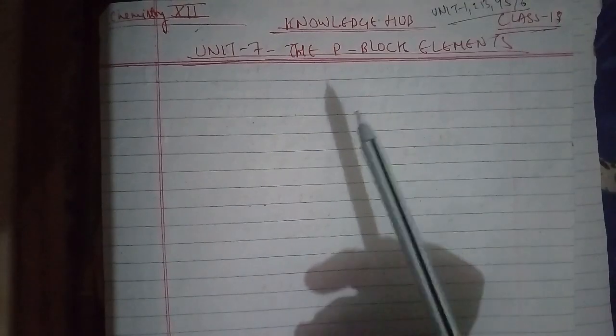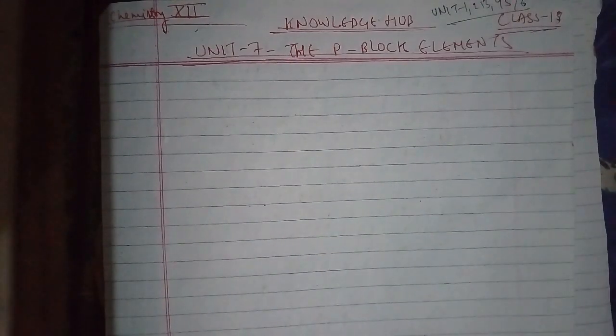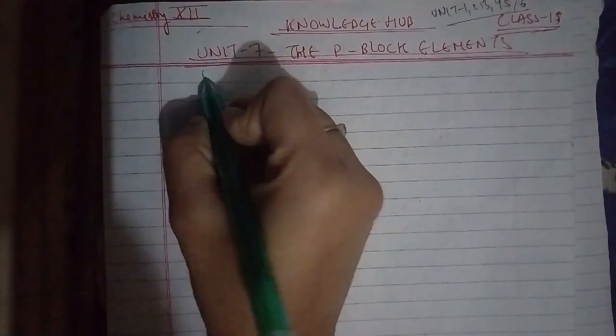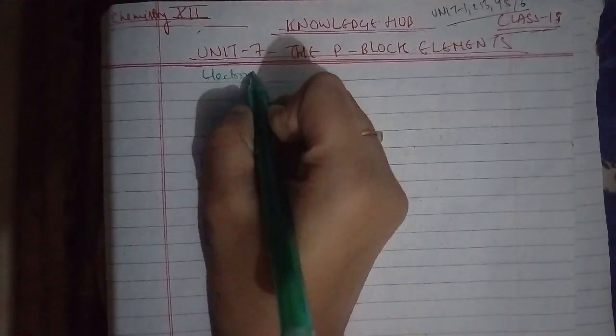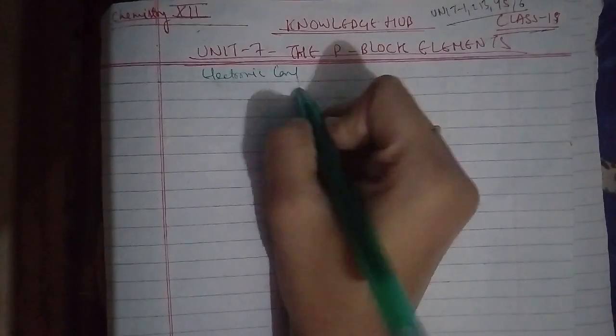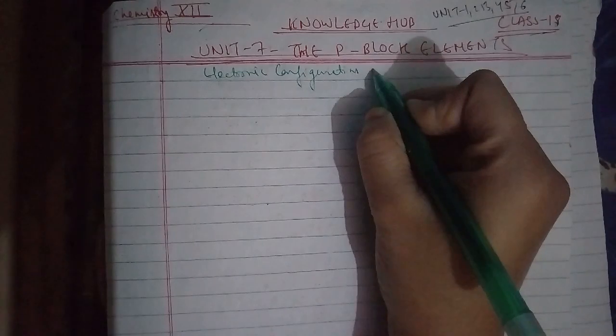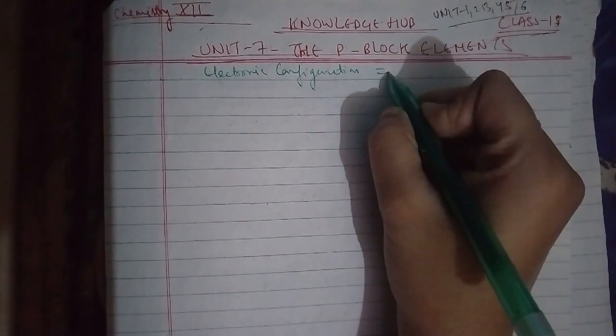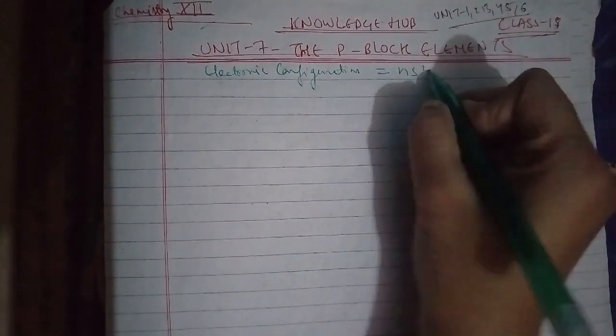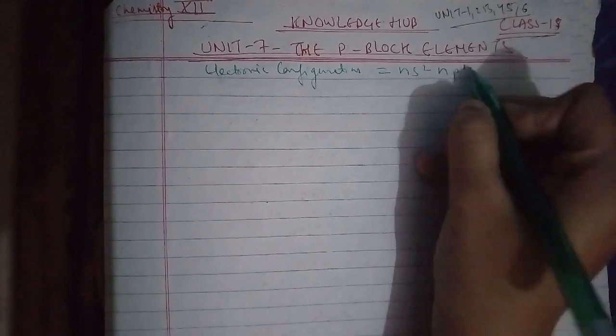So just write it down for the electronic configuration: it equals ns2 np1 to 6, except helium, which has 1s2 configuration.